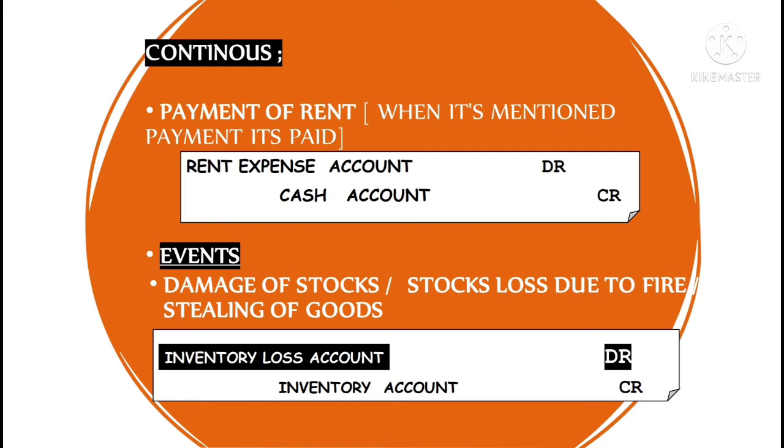Example on an event: damage of goods, stock loss due to fire, or stealing of goods. Double entry: inventory loss account debit, inventory account credit.